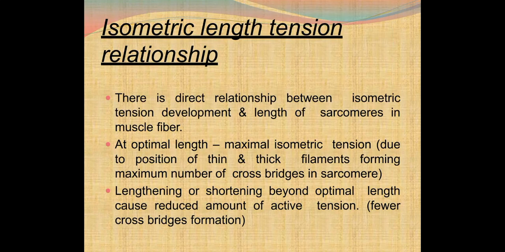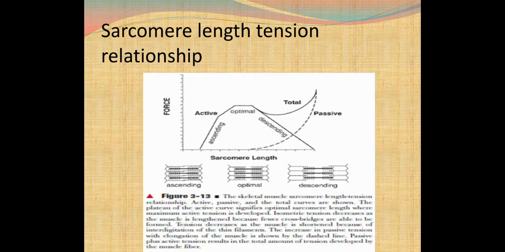So, the isometric length-tension relationship: there is a direct relationship between isometric tension development and length of sarcomeres in the muscle fiber. At optimal length, maximal isometric tension is developed due to the position of the thick and thin filaments forming the maximum number of cross bridges in the sarcomere. Lengthening or shortening beyond the optimal length causes a reduced amount of active tension, because there is fewer cross bridge formation. So in this picture, the sarcomere length-tension relationship is shown.